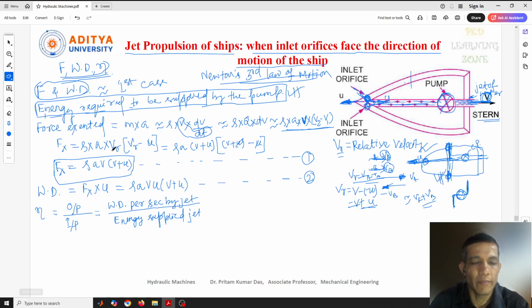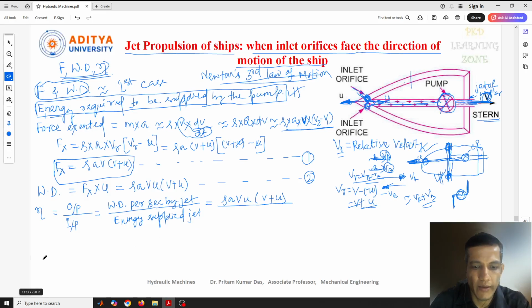Remaining all things are the same. This is the only part that needs to be identified. The work done per second by the jet, which we have already identified, is the output. That is nothing but rho a, v u into v plus u.